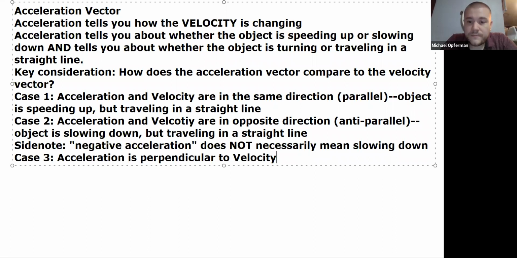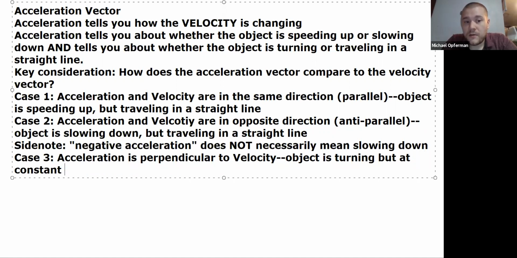In this case, this would correspond to an object which is turning, but at constant speed. So case 1, the speed is increasing, the direction is the same. Case 2, the speed is decreasing, the direction is the same. Case 3, the speed is the same, the direction is changing. So those are kind of the three basic possibilities of what can happen.